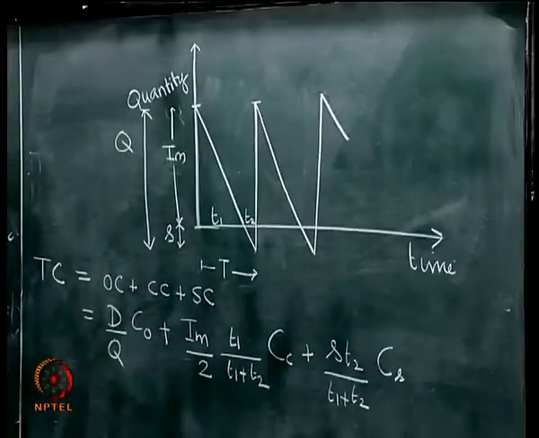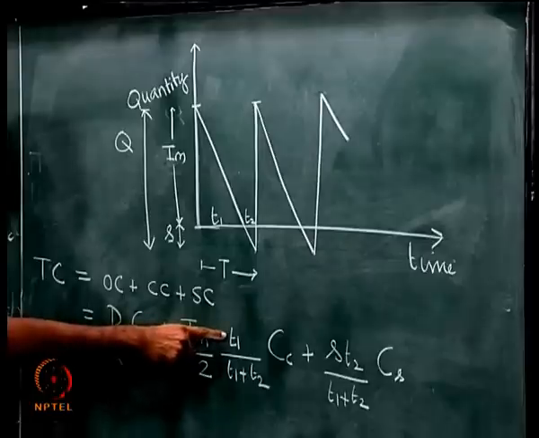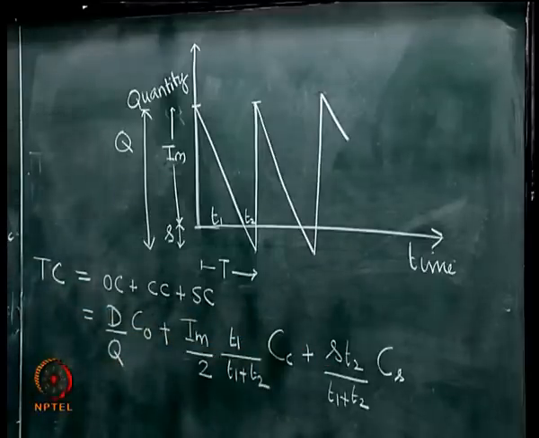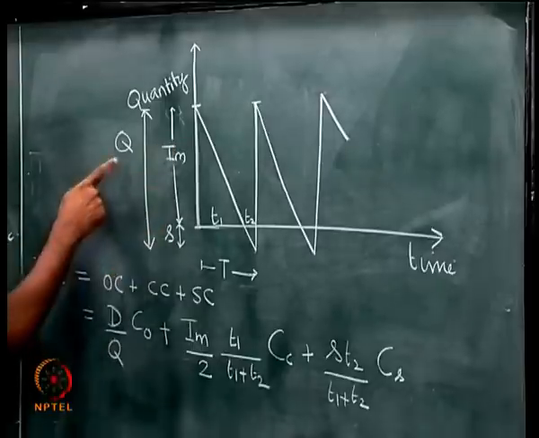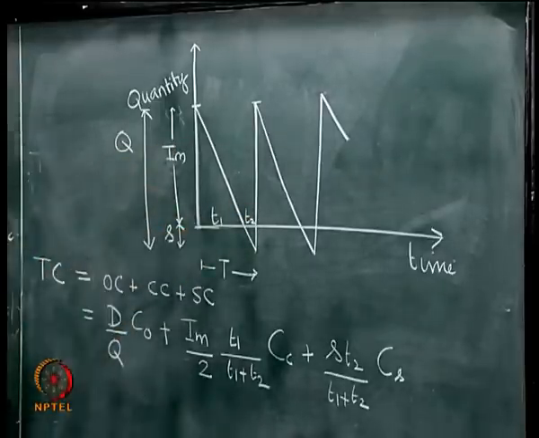So now this expression for TC has several variables. It has Q which is unknown, it has Im which is unknown, T1 that is unknown, T2 that is unknown and S that is unknown. But the unknown variables have some relationships. We already saw that Im plus S is equal to Q and T1 plus T2 is equal to some T that we have not used.